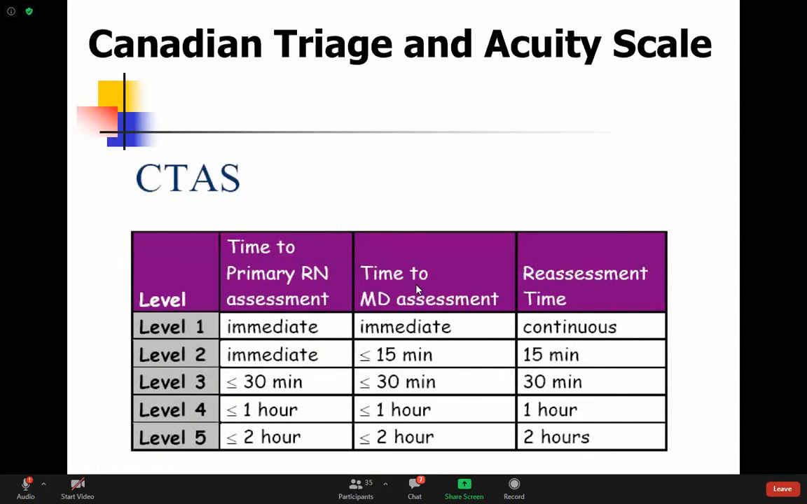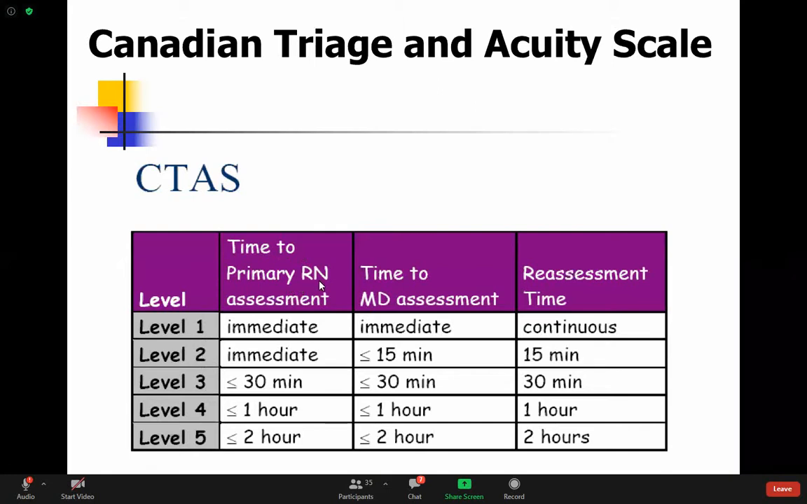The CTAS triage system, or the Canadian Triage and Acuity Scale, is the most common triage that we use here in Saudi. So you're going to be familiar with that triage system. Again, as I said, 5 levels.